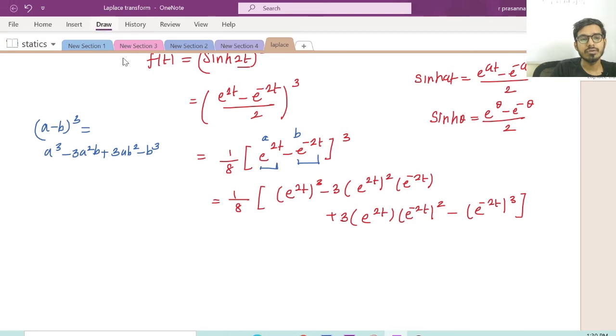So now this will be equal to 1 by 8. This is the same as e power 3 into 2, so e power 6t. Both are in powers, so you can multiply them.